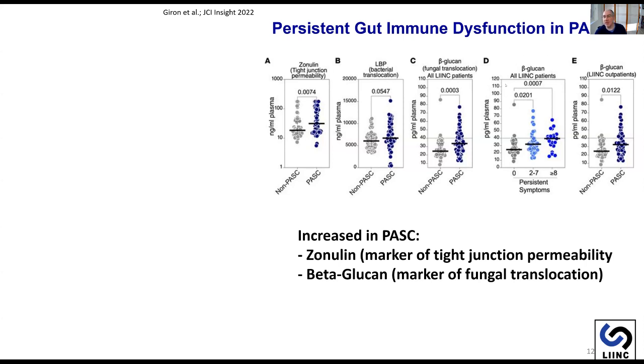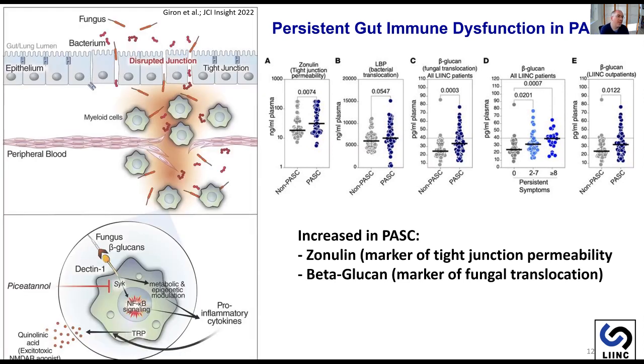And what's interesting is if you look at beta-glucan here in panel D, there seems to be a dose effect. So people that have more severe or a higher number of symptoms may actually have higher levels of translocation of fungal elements, leading to increased circulating levels of beta-glucan. And so here we're showing, like in HIV, that even over time, up to 4 months or plus, you can actually see persistent breakdown in gut integrity and translocation.